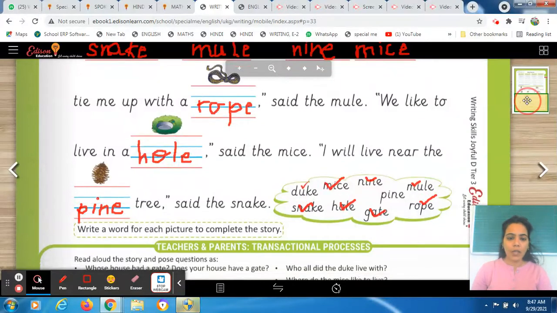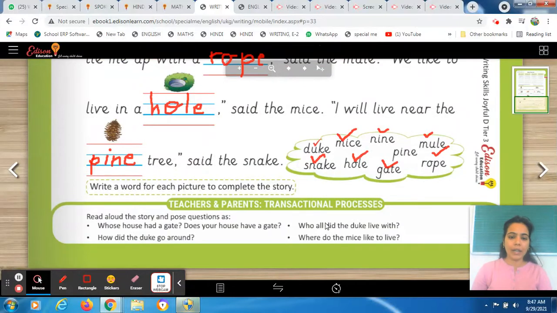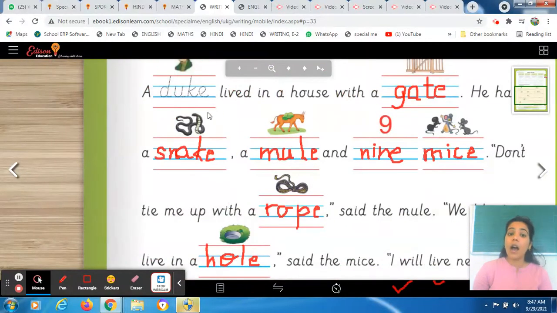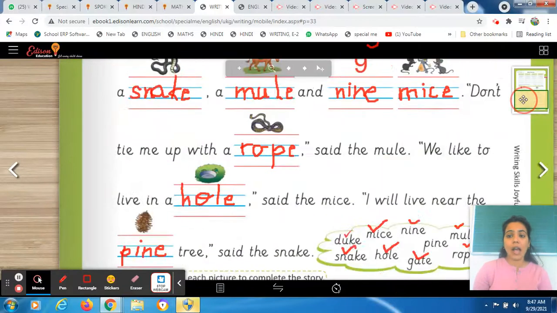Okay. Now we will come below and also read this. So students, this is the teacher and parents transactional process. We will also read it first. Now read aloud the story and pose questions, as we already read the story aloud. Now I am going to ask you questions related to that story. So whose house had a gate? We learn this in the very first sentence. A duke. And so the answer is duke.